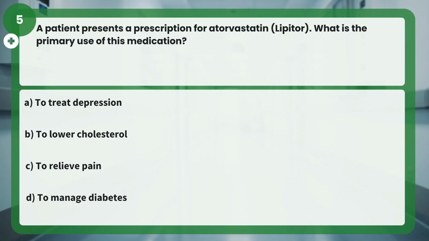Question 5. A patient presents a prescription for atorvastatin, Lipitor. What is the primary use of this medication? A. To treat depression. B. To lower cholesterol. C. To relieve pain. D. To manage diabetes.